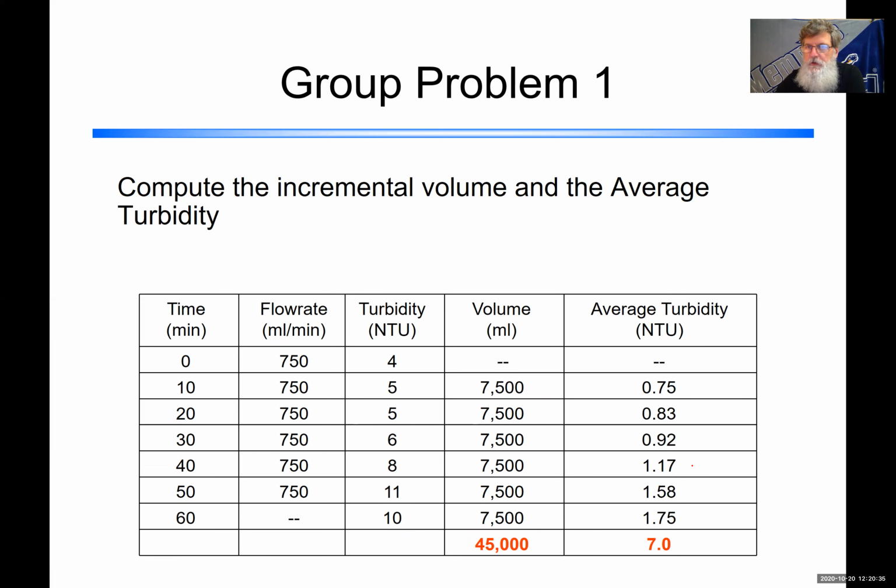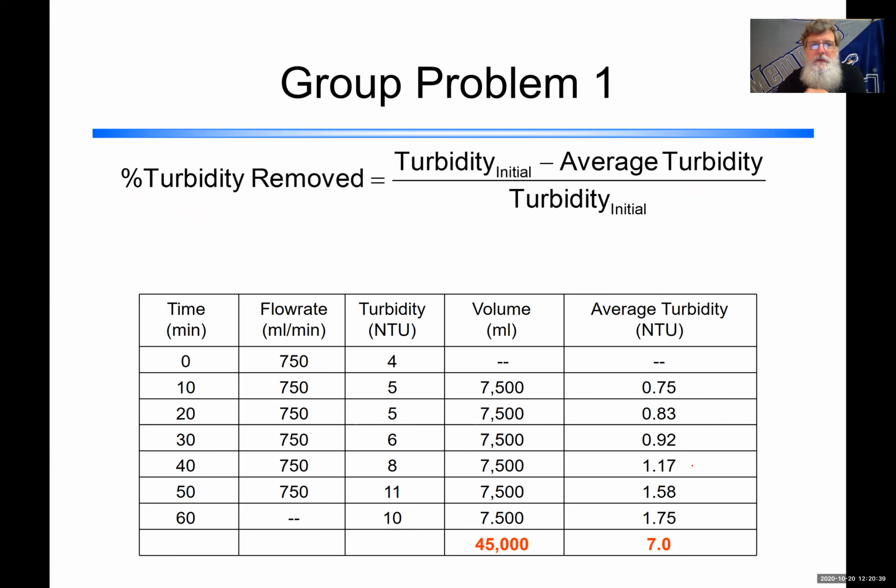So how do I calculate my percent removed and my filter efficiency? Well, percent removed, remember, is the original turbidity minus the average over the original. Our original, I believe, was 83.